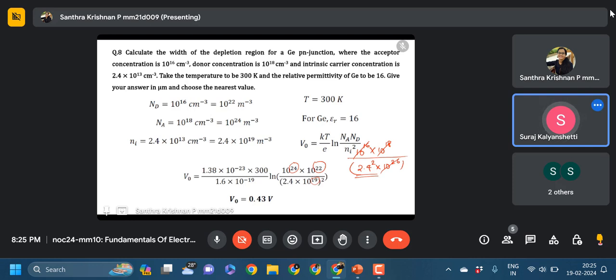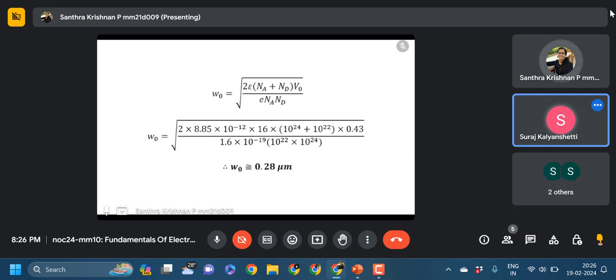Okay, I'll do this. It requires a lot of patience. And once you get that much, you can substitute here for W0, the width of the depletion region.